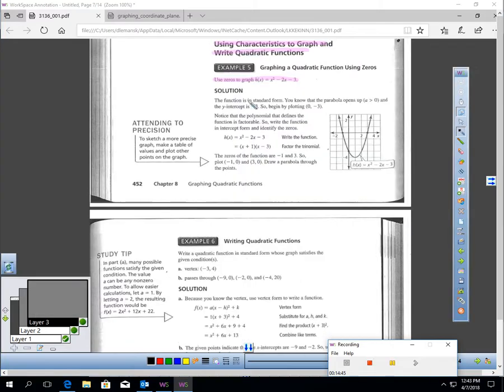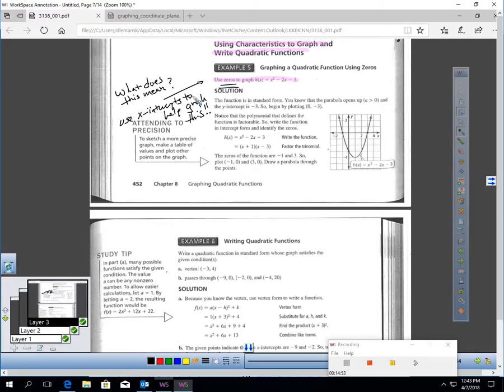Now we can use zeros to help us graph a quadratic. So when they say use zeros, what does that mean? It means we want to use x-intercepts to help us graph the quadratic. So when you look at this, I don't know what the zeros are, but if I factor it really quick, I would know them. So I've got to think, what times what is negative 3 and adds up to negative 2? Well, let me see. Negative 3 and positive 1 do that.